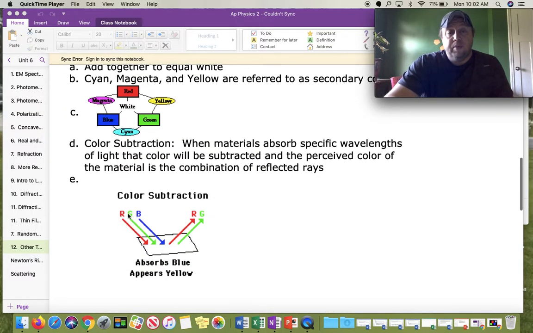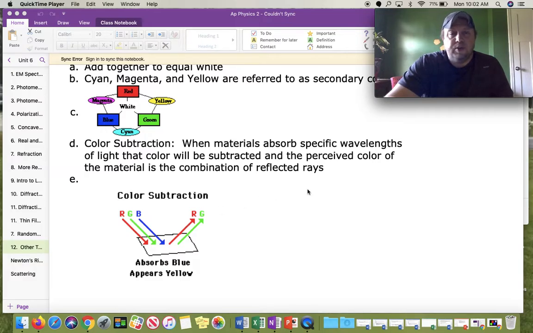Okay, so this is the way it works. We have red, green, and blue light coming in. If we absorb the blue light here, the two reflected colors are red and green, and we should know from the addition that red and green are going to form yellow. Okay, so this is something you're going to have to work around with and think about.